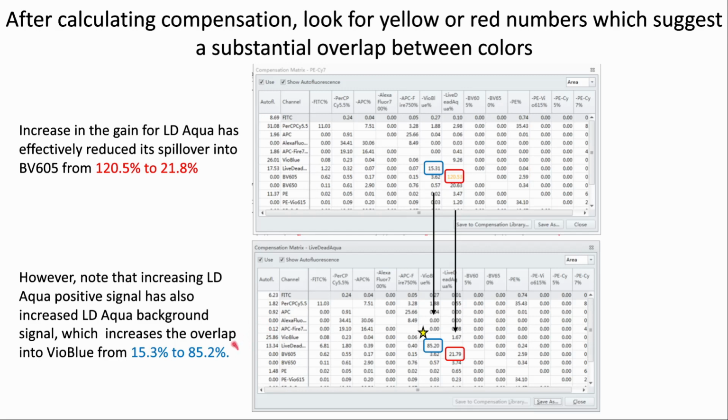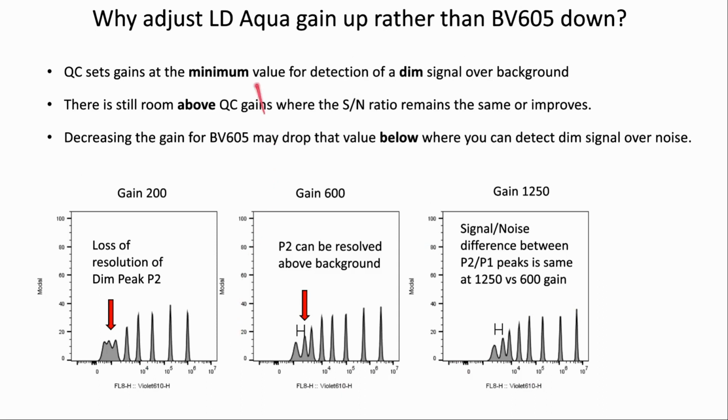Another question that users might have is why adjust the Live Dead Aqua gain up rather than the BV605 gain down? This is because QC sets the gains at the minimum value for detection of a dim signal above background, and there is still room above the QC gains where the signal-to-noise ratio remains the same. Decreasing the gain for BV605 may drop that value below where you can detect a dim signal over noise.